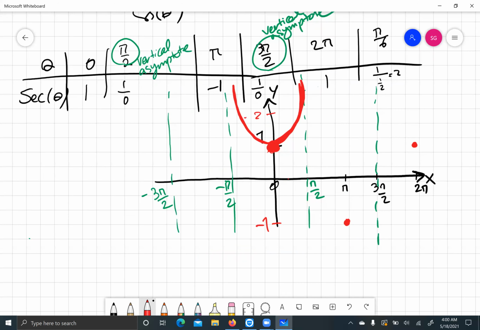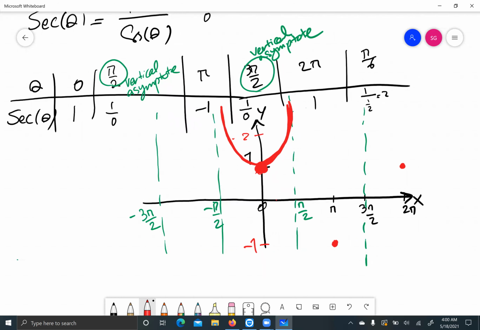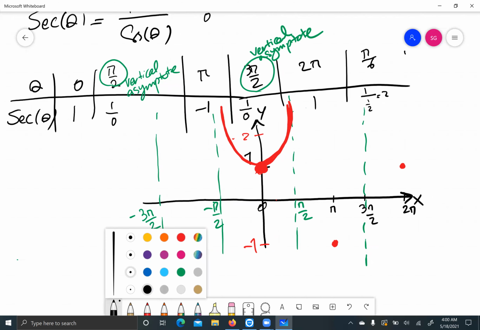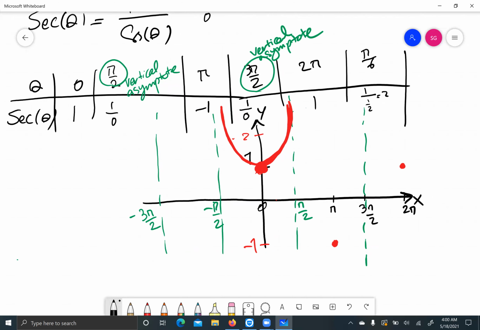What about over here? Let's look at one point, for example, at pi over 4. So it's 1 over square root of 2 over 2. And because it's cosine, this is negative. So it's going to be negative 2 over square root of 2. So it's going to be somewhere like here. And you can try more points to see that its points are here.